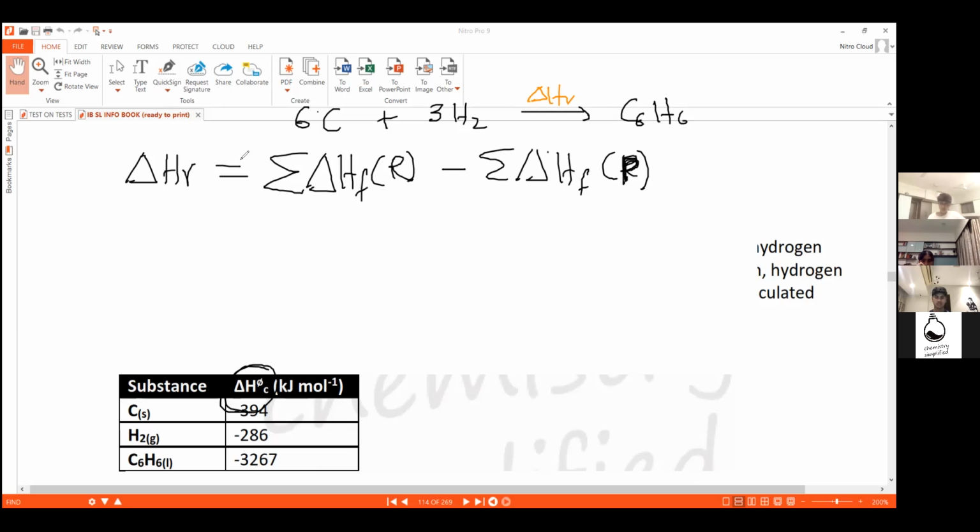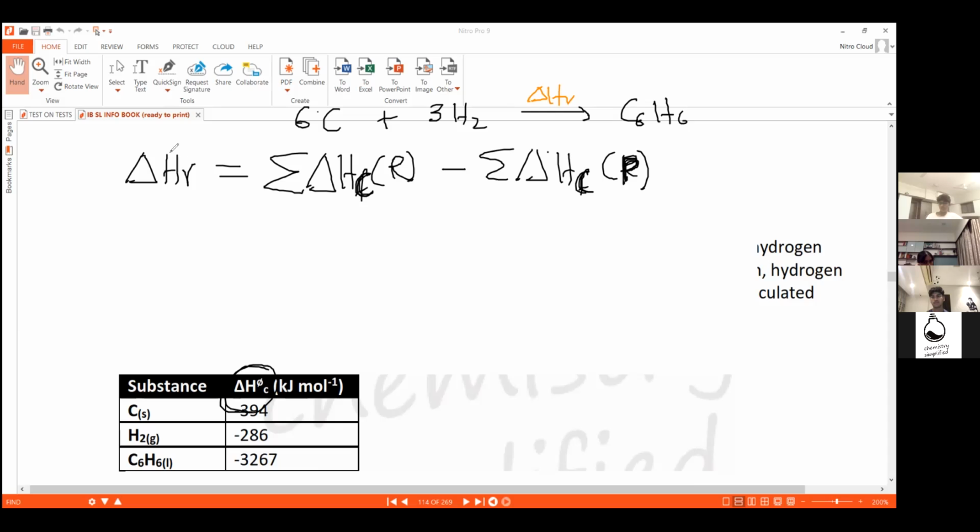Okay, hope everybody understood. Of course, the formation value will become the combustion values. When I'm using formation values, I do products minus reactants. When I'm using combustion values, I'll do reactants minus products. Any problem? But why do you interchange them? We'll see that in the next part.